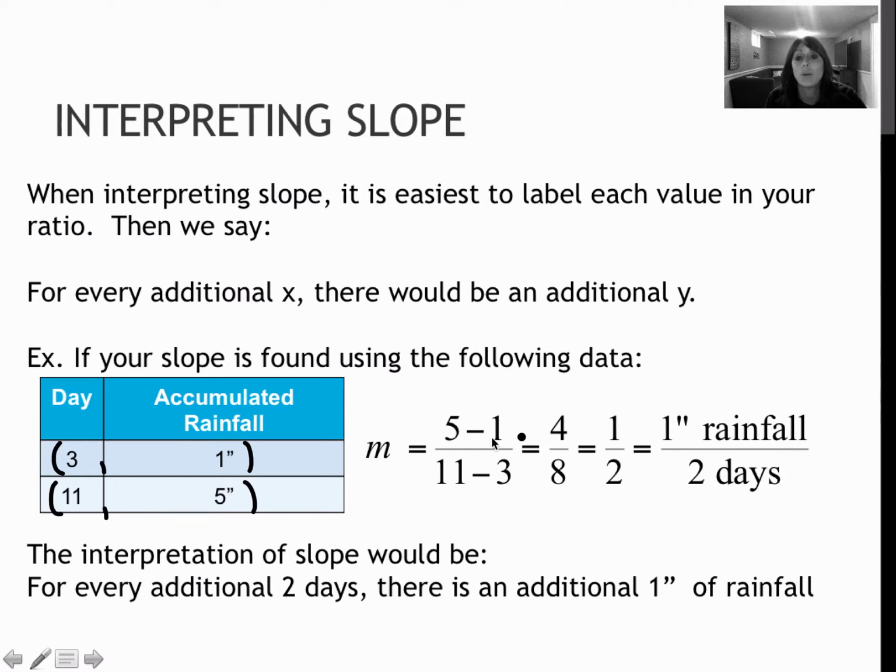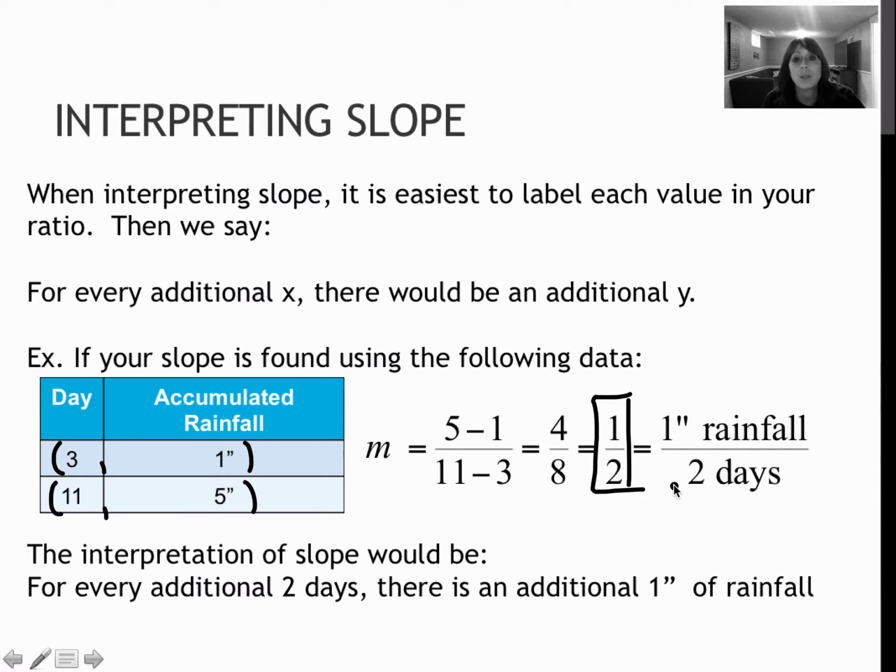To find the slope, I would use the slope formula. Second y minus first y over second x minus first x. 5 minus 1 is 4. 11 minus 3 is 8. That reduces to 1/2. So typically, I would end my answer right there.